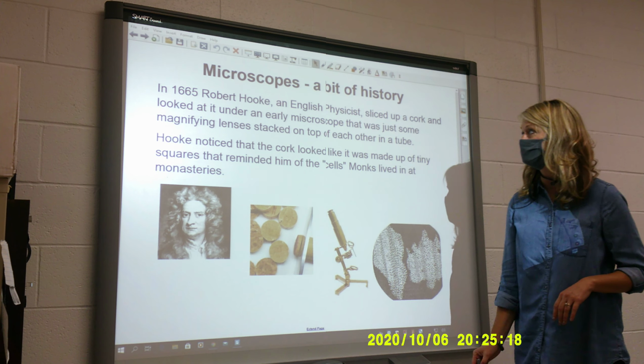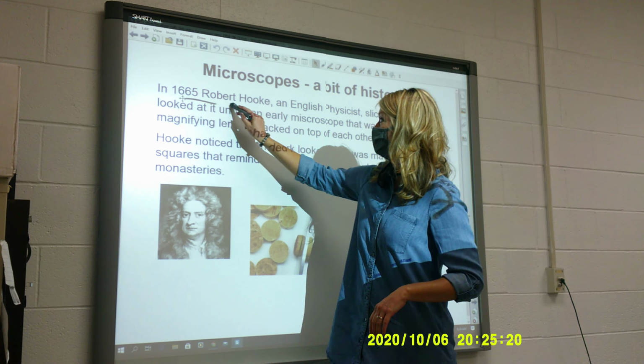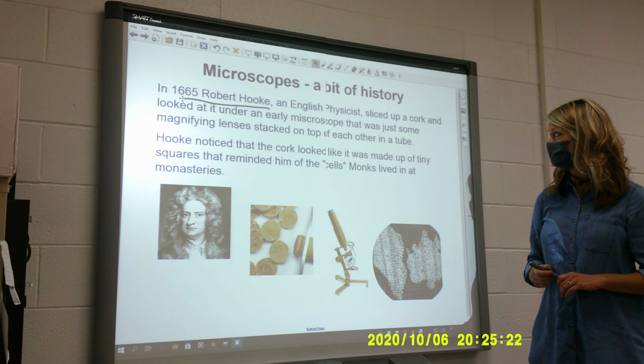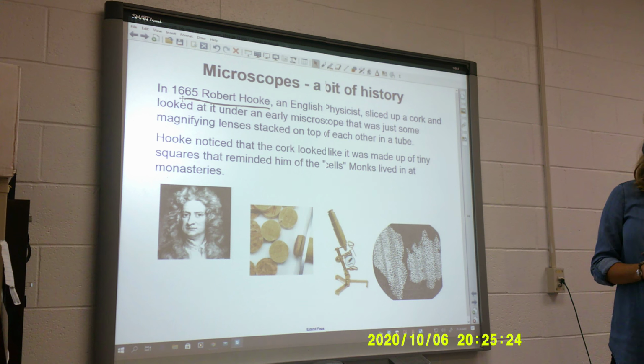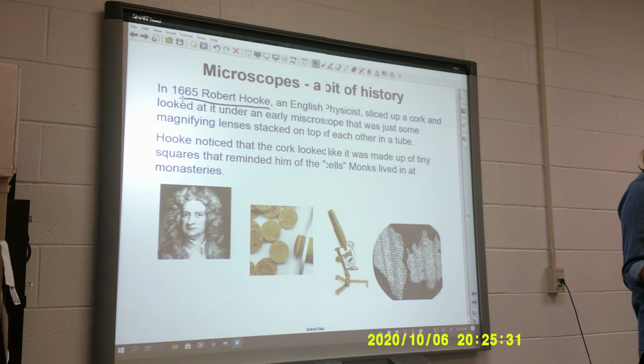In 1665, Robert Hooke, an English physicist, sliced up a cork and looked at it under an early microscope. What is cork made out of? Wood. So is wood a living thing or a non-living thing?